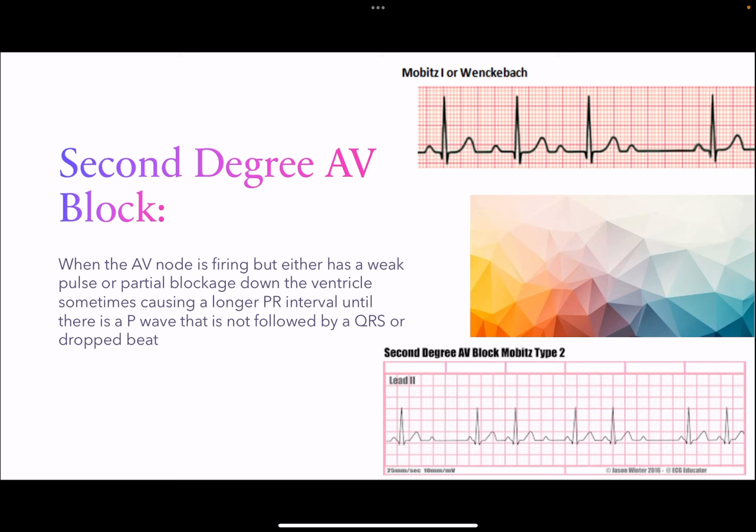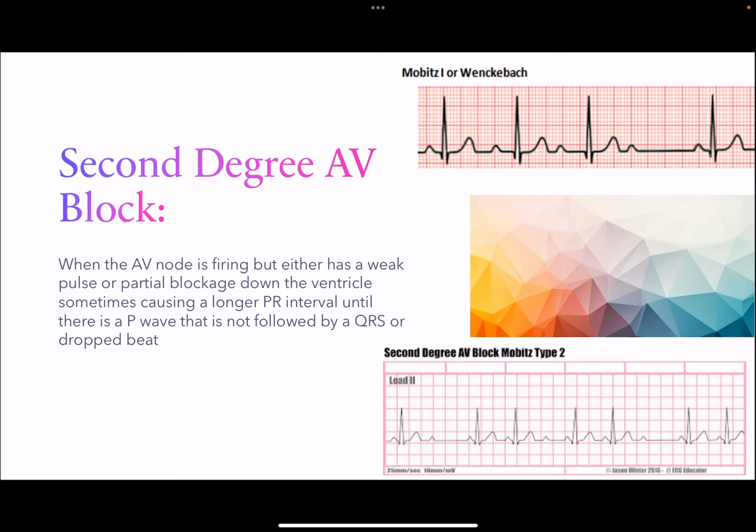So Mobitz 1, or the Wenckebach, which I definitely could be pronouncing wrong, so excuse me, is a type of AV block that typically only lasts a few days. It is characterized by a gradually elongating PR interval until there is a P wave that does not have a subsequent QRS. And then there will be another P wave that does.